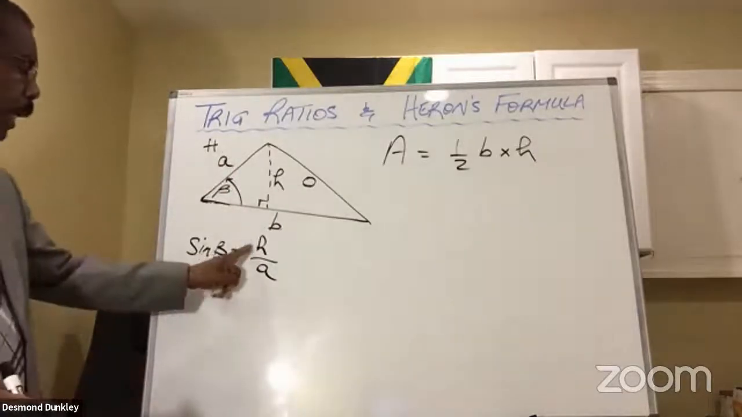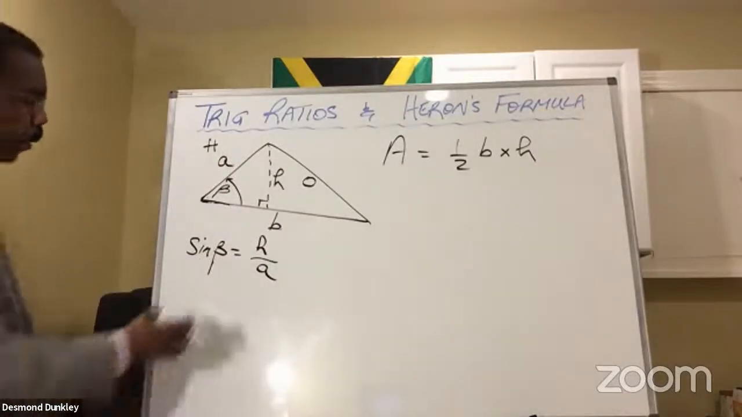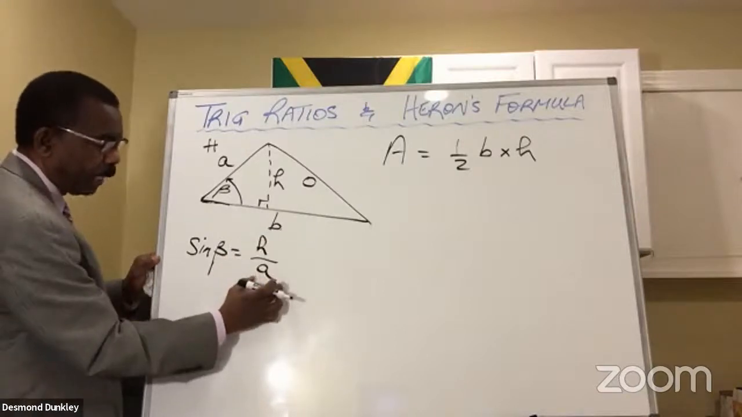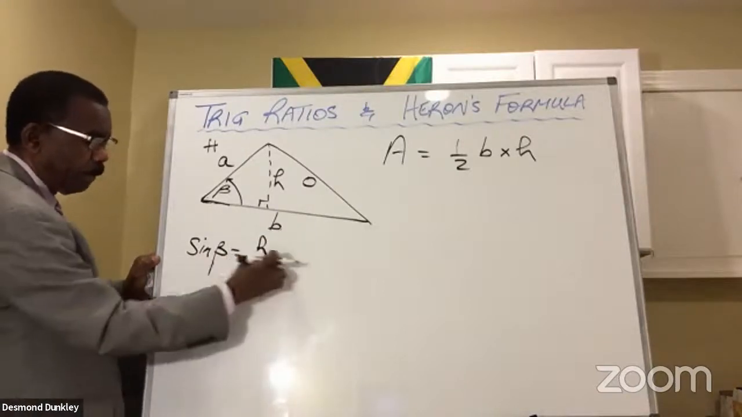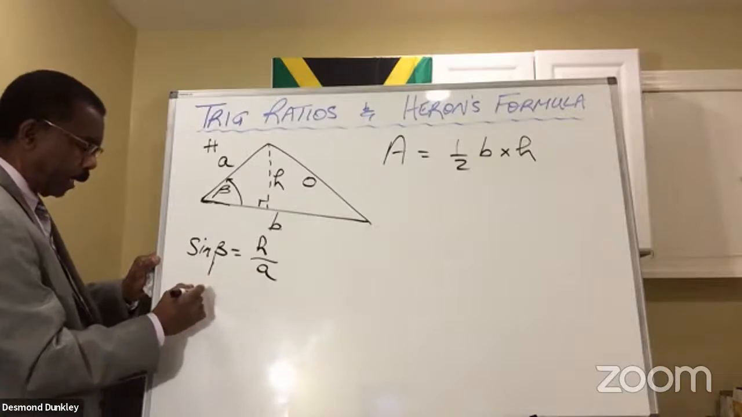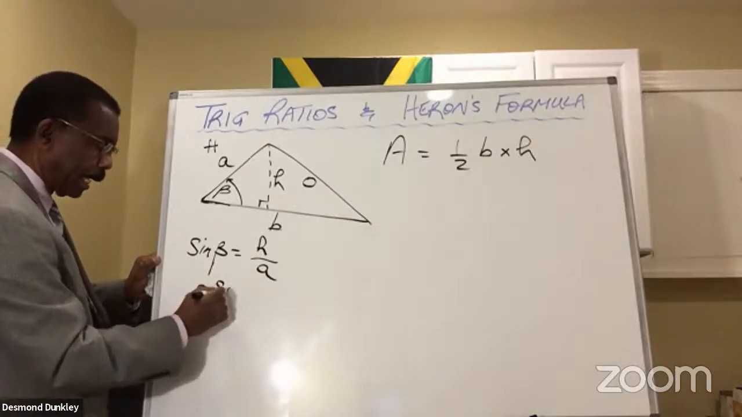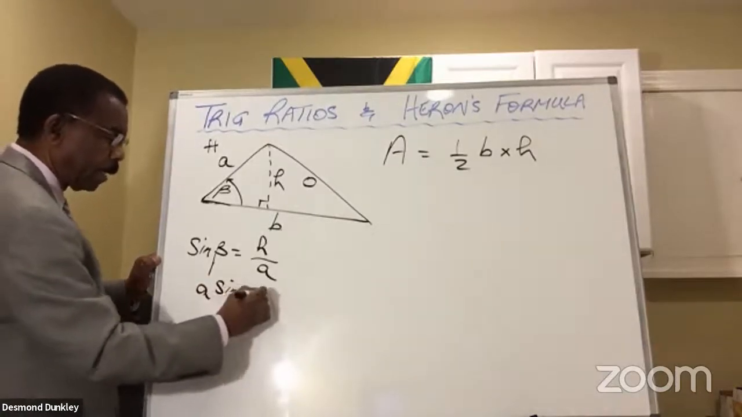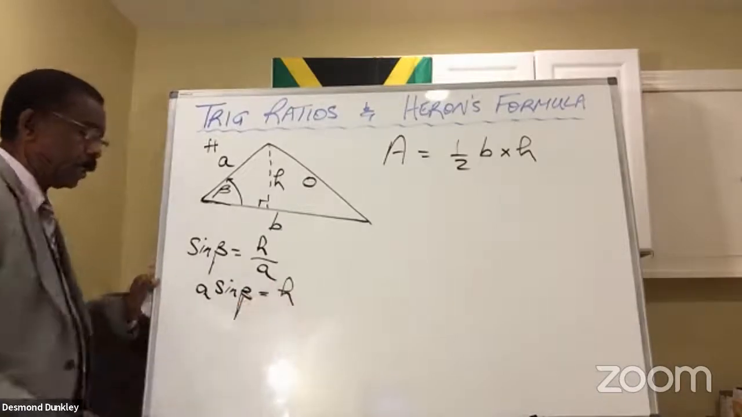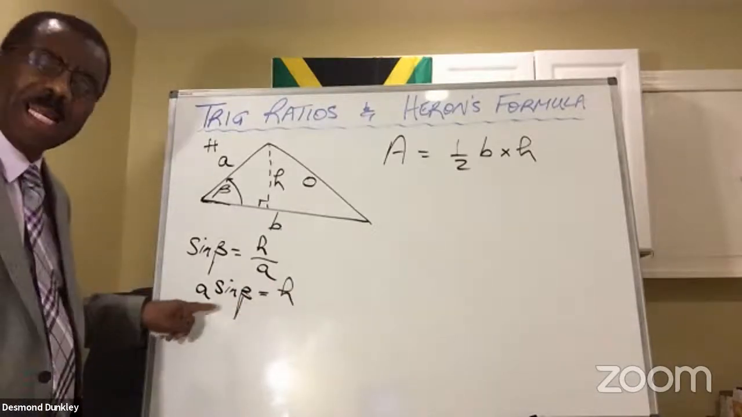So now we need the h by itself. How do we get h by itself? We have to get rid of the A. So we multiply both sides by A. So we end up with A sine beta is equal to h. So now we have an expression for the height.